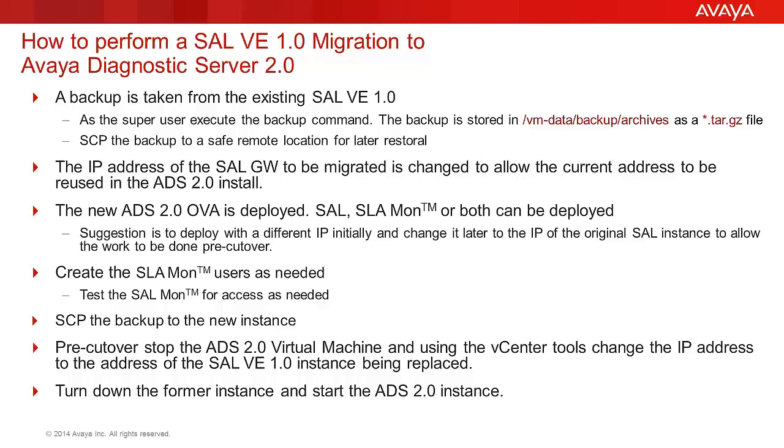The next step can be done in parallel to the first two, as I am suggesting deploying with a temporary IP address. This will allow for some pre-provisioning and testing to be done prior to the cutover.